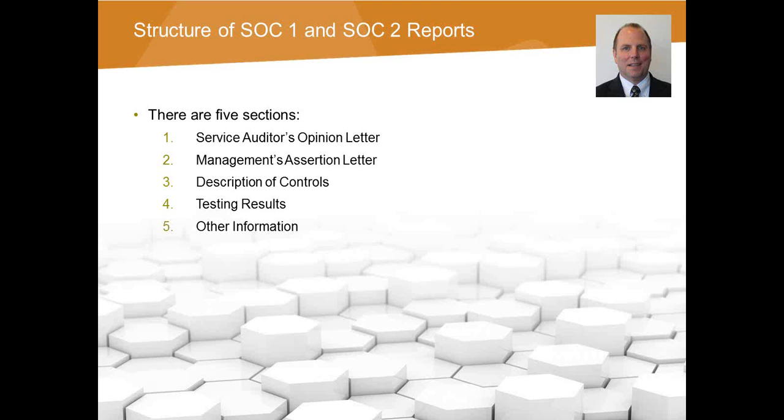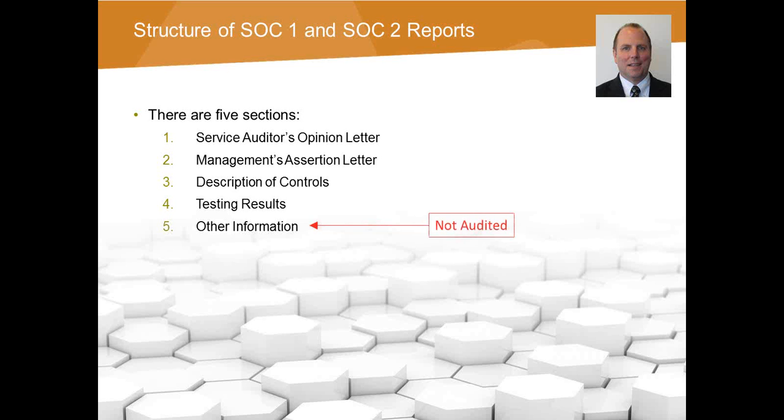It's usually a text-based description of those controls. Section 4 has the testing results. It's usually laid out in a matrix format that lists the controls, the testing that was done, and then the test results. And then Section 5 is other information.